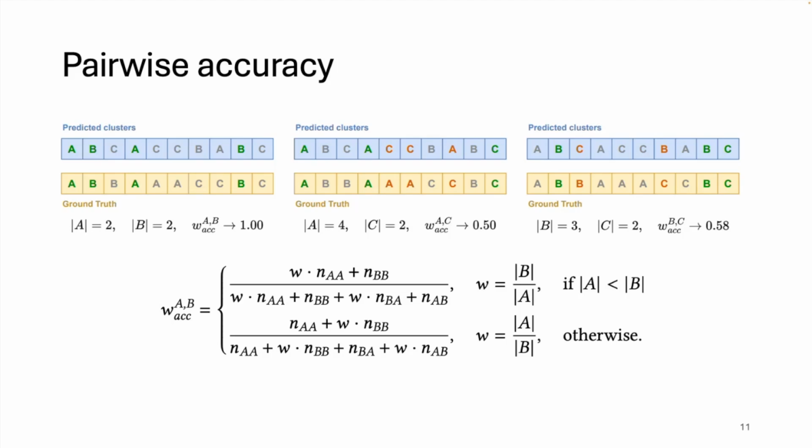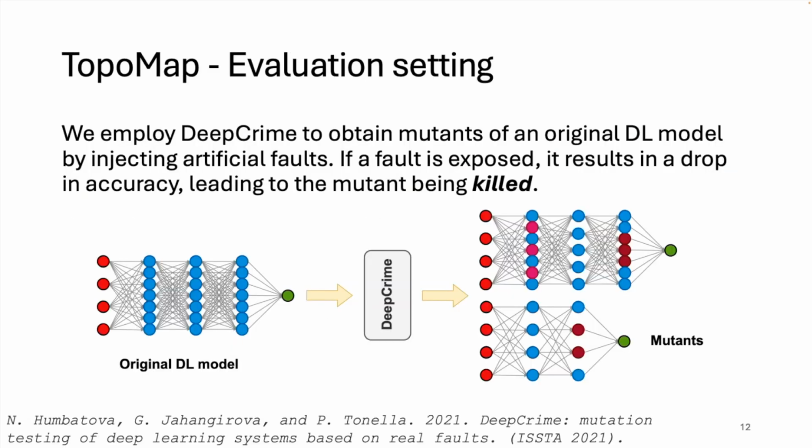Having chosen a configuration, we want to test whether our topographical map is actually able to discriminate inputs exposing a misbehavior from the others. And we do so by employing mutation testing for deep learning systems. Mutation testing in this case is carried out by using DeepCrime. DeepCrime takes as an input an original deep learning model and creates some mutants of it by injecting artificial faults. Such artificial faults are a simulation of what, for example, a distracted developer could do, for example, missing some layers, changing some nodes, and so on.